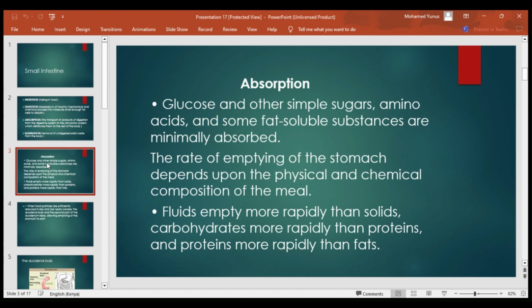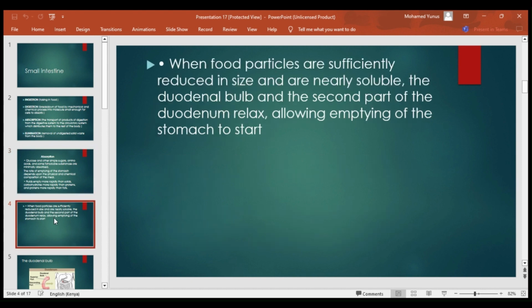Carbohydrates are also emptied more rapidly than protein. If someone takes carbohydrates and another person takes a protein meal, the carbohydrate will be absorbed faster than the protein. And protein is more rapid than fat. So fat is the least absorbed. If we compare the absorption rates, fat is the slowest.